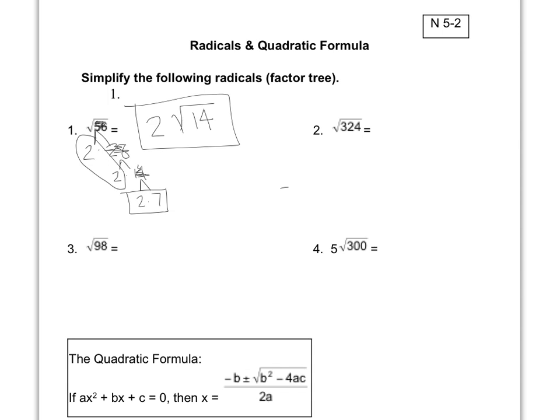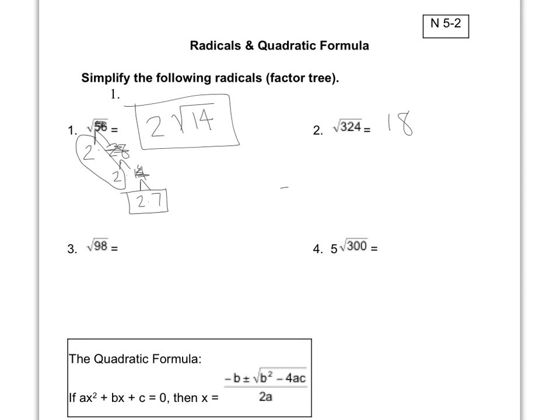Okay, so looking at number 2, we have the square root of 324. You always want to check to see if it's a perfect square before you use the factor tree. 56 was not, but if you type in on the calculator square root of 324, you should notice that it is a perfect square. It equals 18. If you had used the factor tree, then you wouldn't have had anything left over at the end, so nothing boxed in.